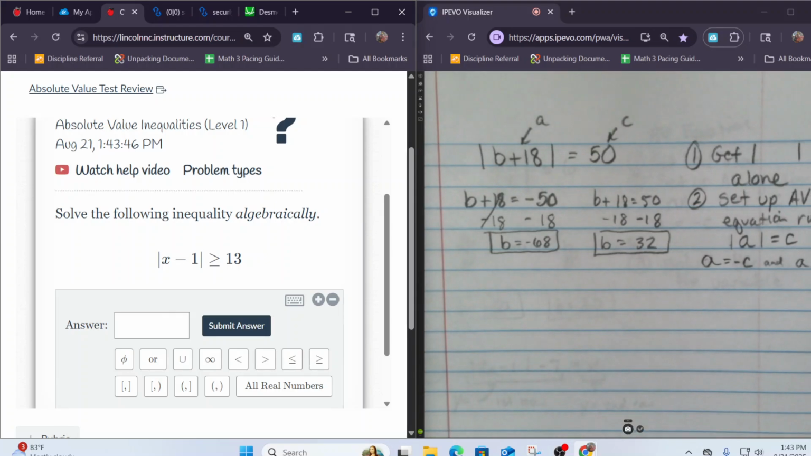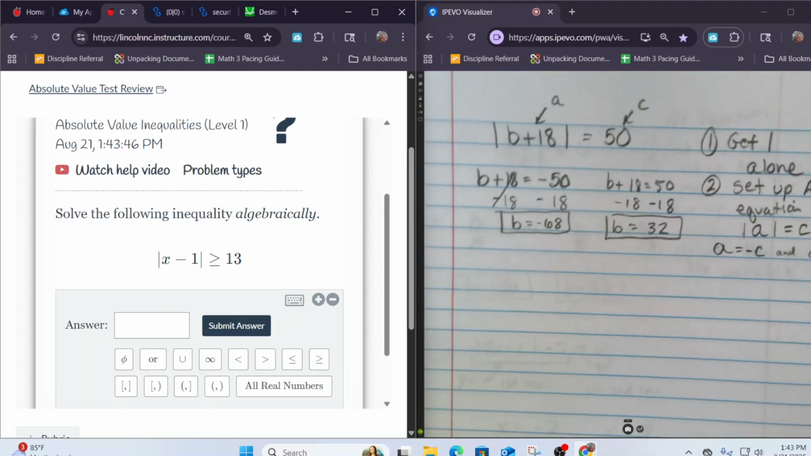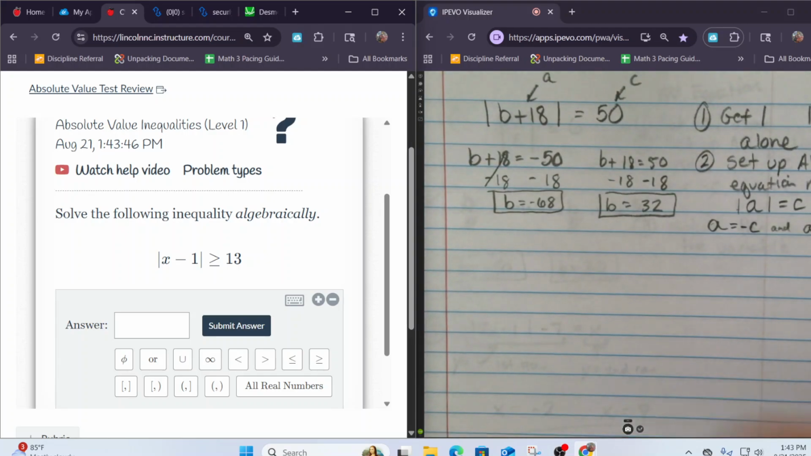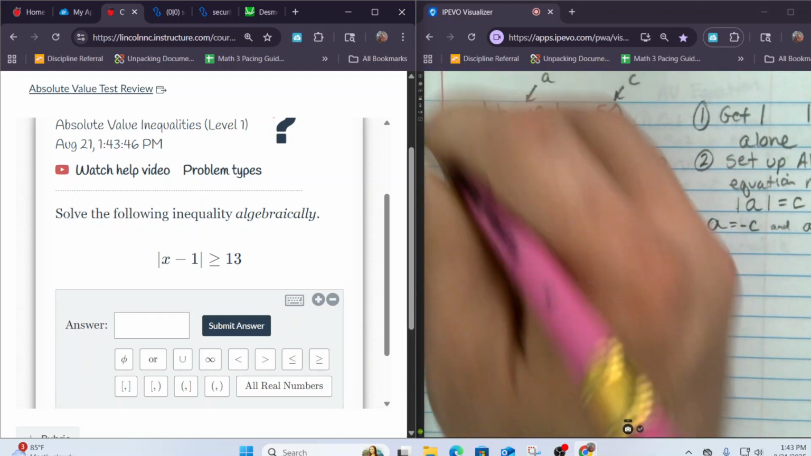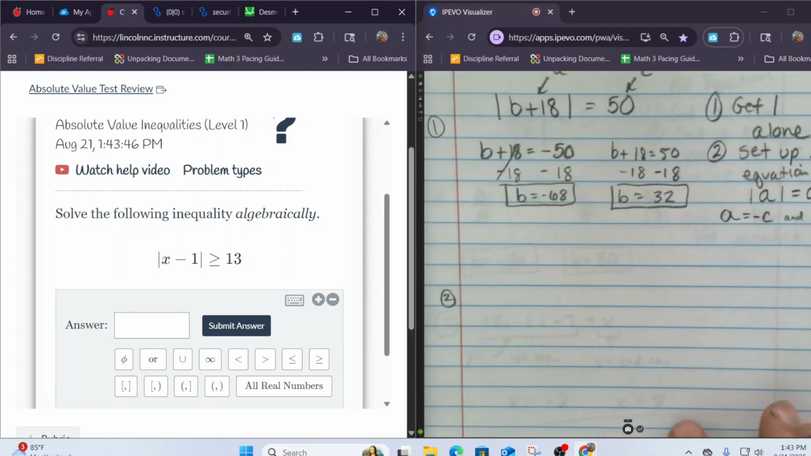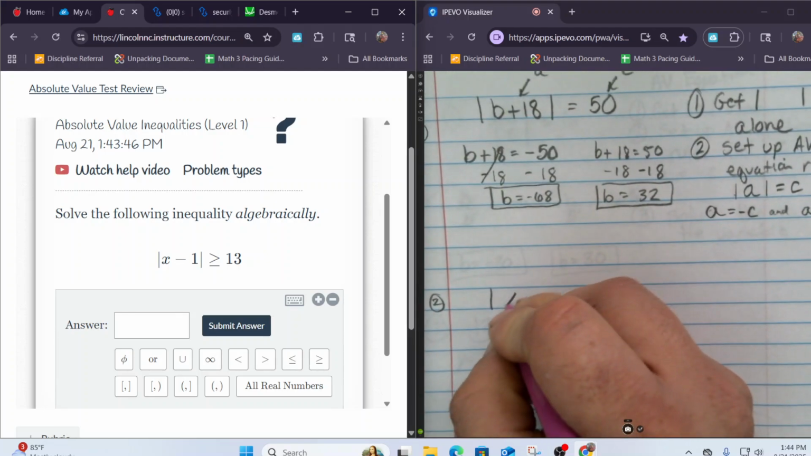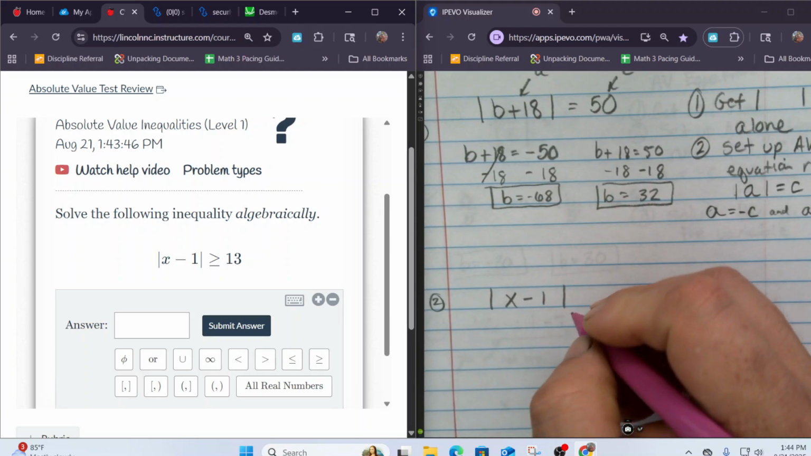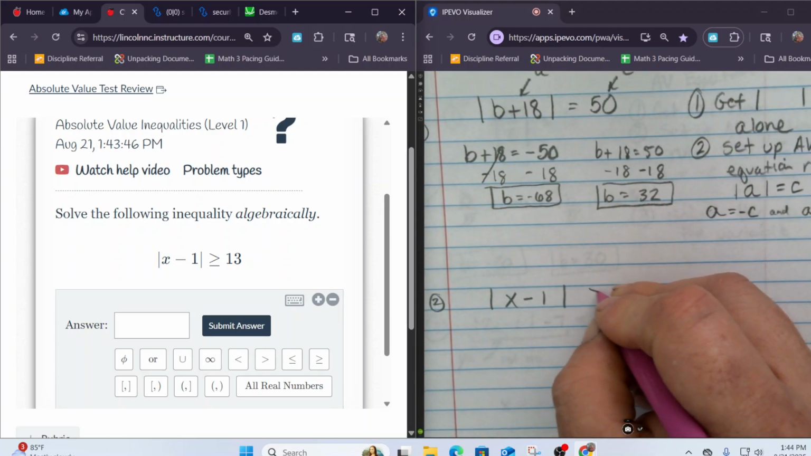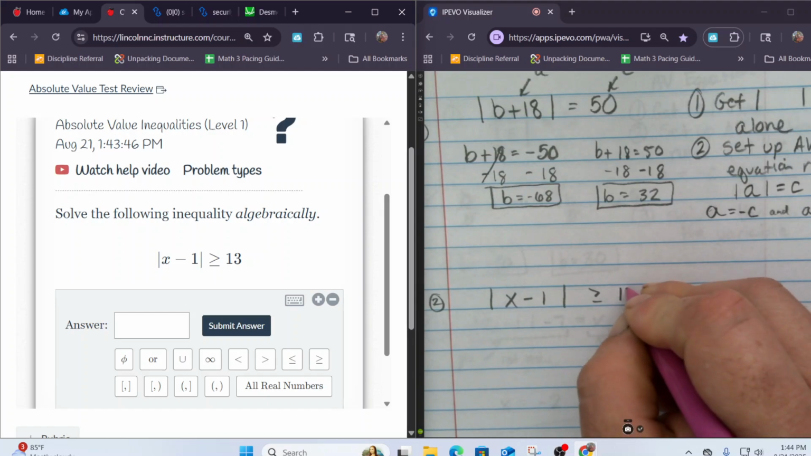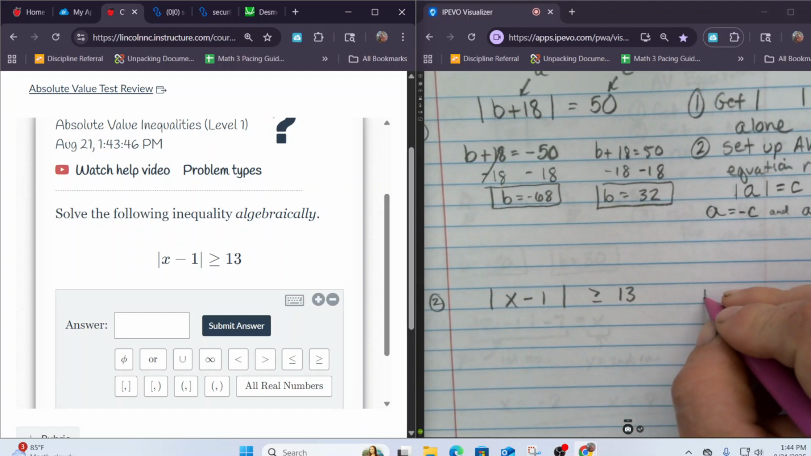Okay, here's going to be one where you do an absolute value inequality by hand. To me, these are the ones that, as far as doing it by hand, are the most difficult between the two, because you can have the wrong rule.